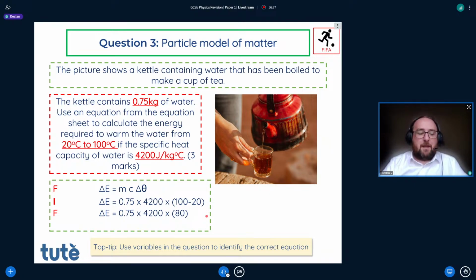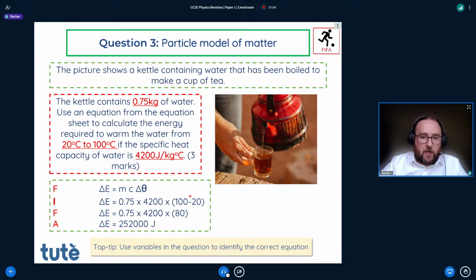Then the next job, making sure you type it into your calculator to get that answer. Make it as simple as possible to type into that calculator for yourself. Then write that answer down. So the change in energy is 252,000 joules. And we're talking about energy again, so we know it's going to be in joules. So those marks are really, really easy to get if you use the FIFA method.